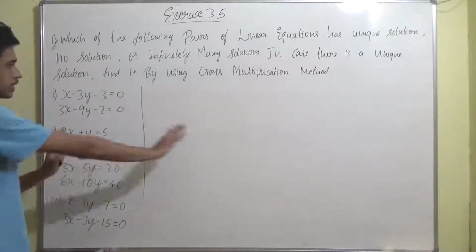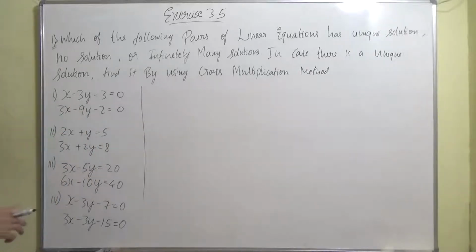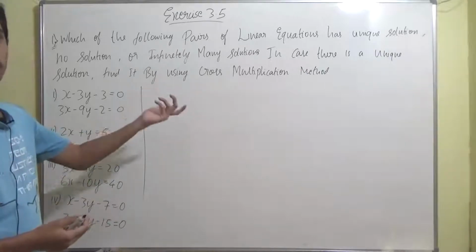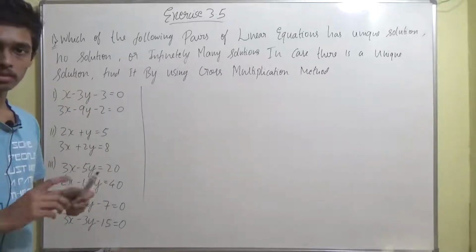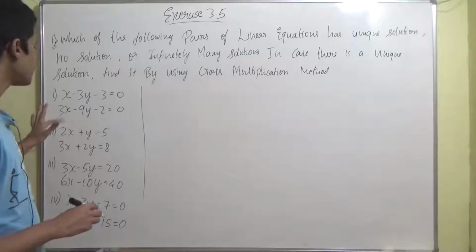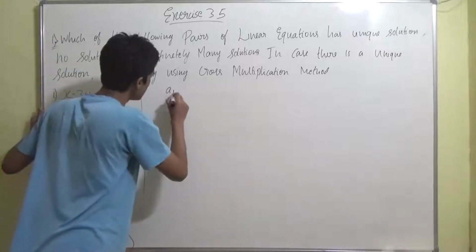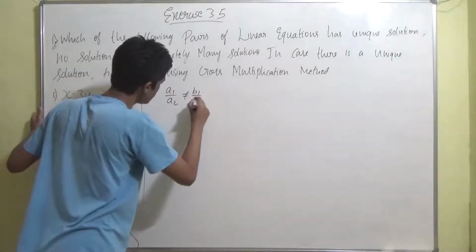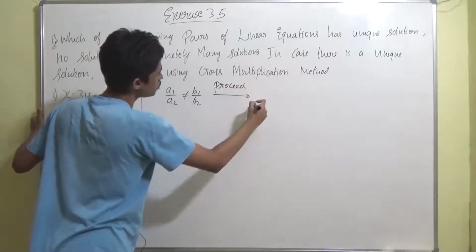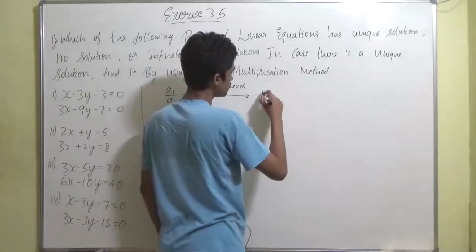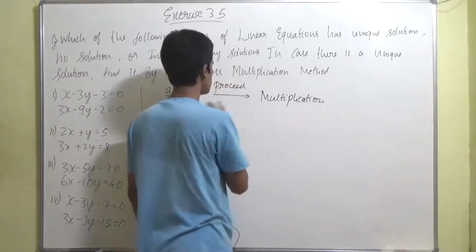So first let's take the first sub question, right? So let this line divide the question and the solution part. Now how will you find whether a pair of linear equations is going to have a unique, infinitely many, or no solution? That is by comparing the a1, a2, b1, b2 and c1, c2 values, right? And if it gives us a unique solution, that is if a1 by a2 is not equal to b1 by b2, only then we will proceed ahead to find the solution using the cross multiplication method. If it has no solution or infinitely many solutions, we are not going to proceed ahead.